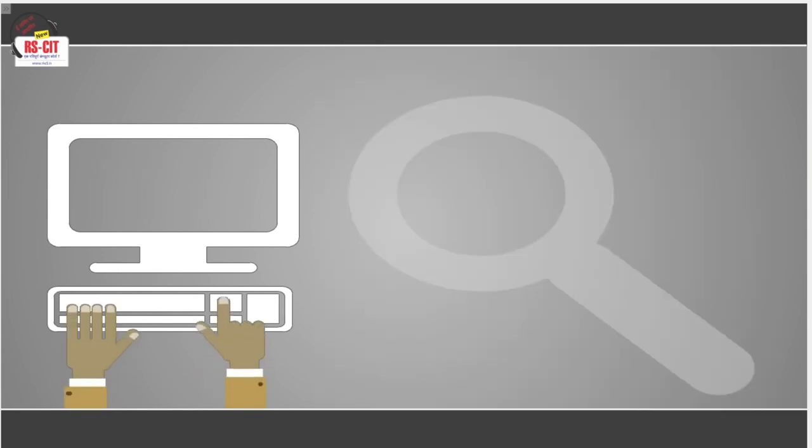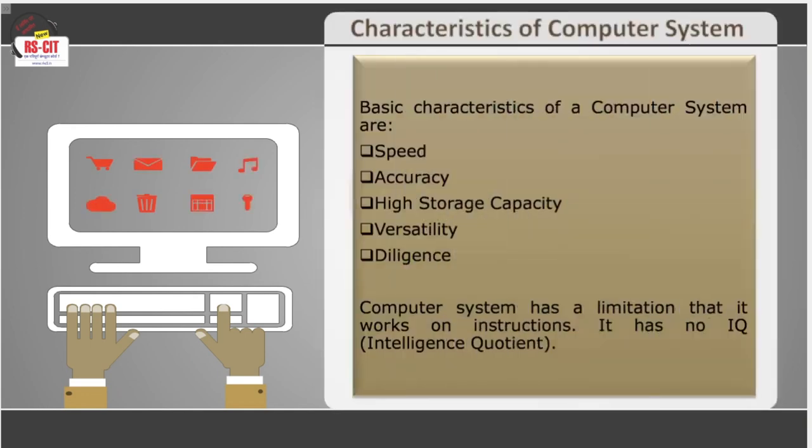Characteristics of a computer system. Basic characteristics of a computer system are speed, accuracy, high storage capacity, versatility, diligence. A computer system has a limitation that it works only on instructions. It has no IQ, that is intelligence quotient.